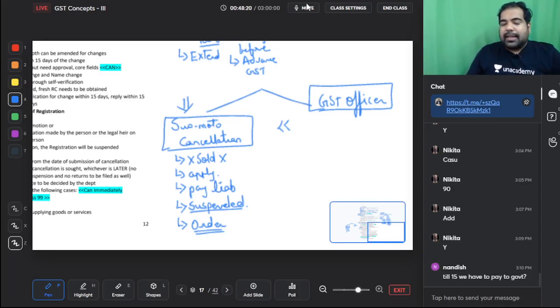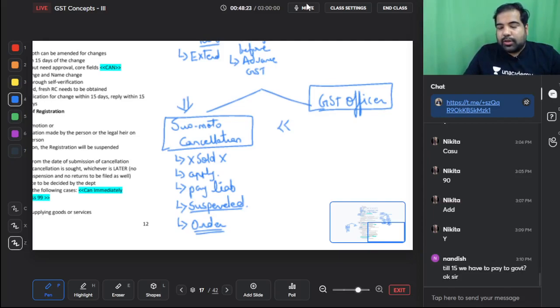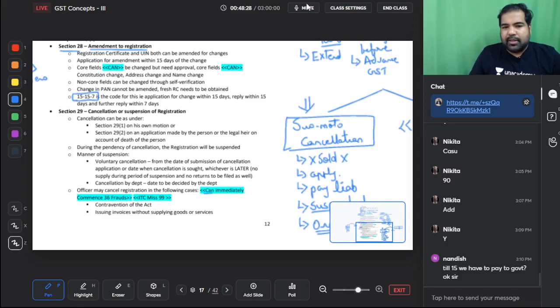Guys, if the GST officer feels, this is a shortcut, very important, you can immediately commence 36 frauds. This one we will discuss ahead, but right now, what is this? This C is if he feels you've contravened any provision of the GST Act. Contravened means violated. I means invoice. If you have issued invoices but you're not making supplies, that means you have issued an invoice for sale of mobile phones but you have not sold the mobile phones, then there is some problem. They can cancel your registration.